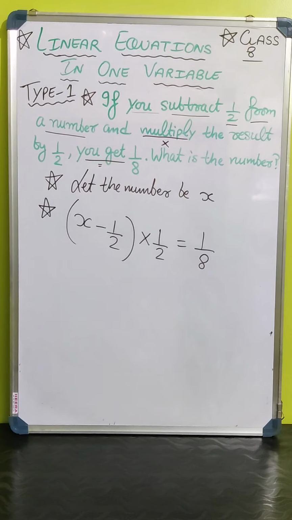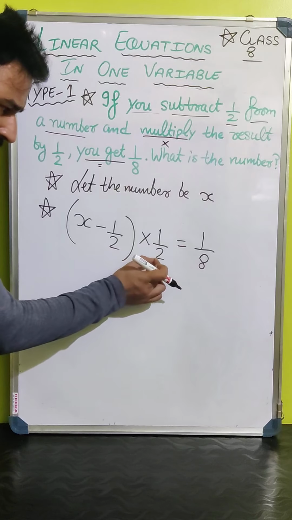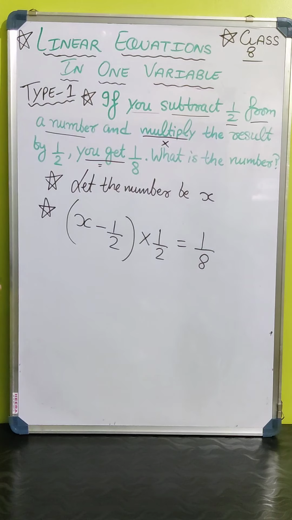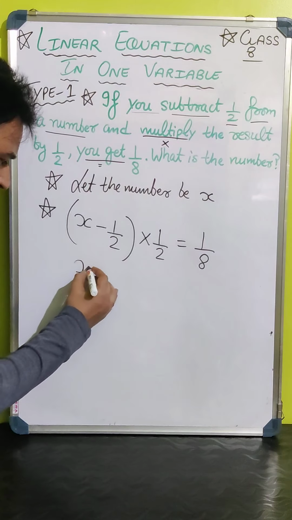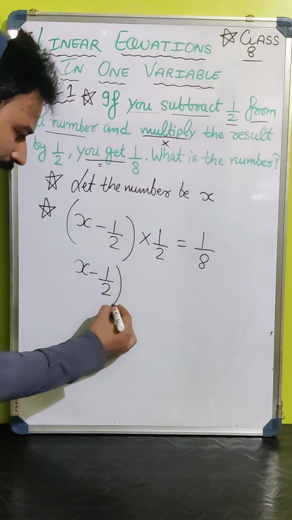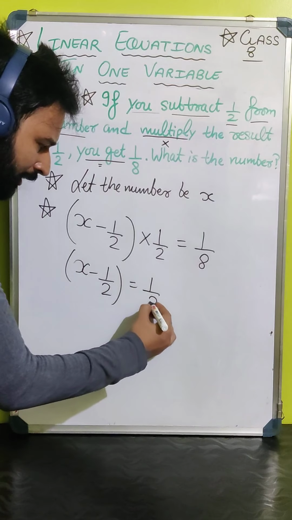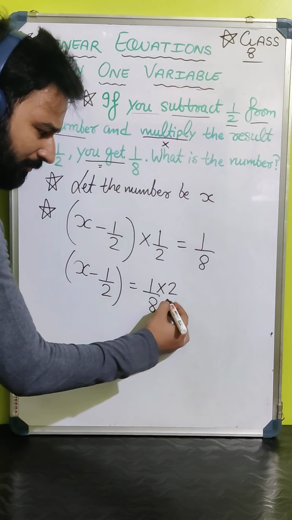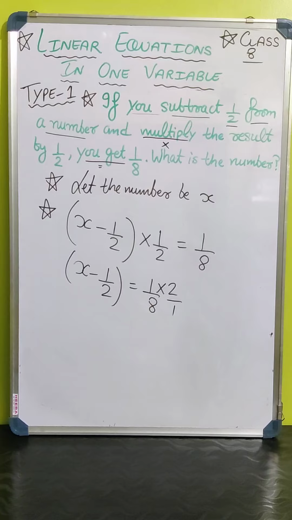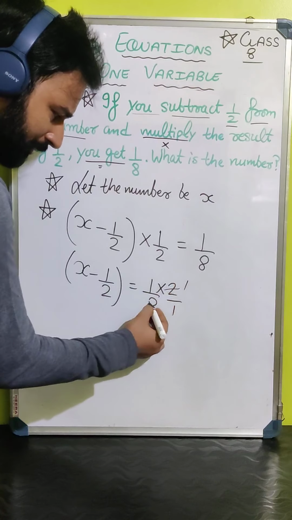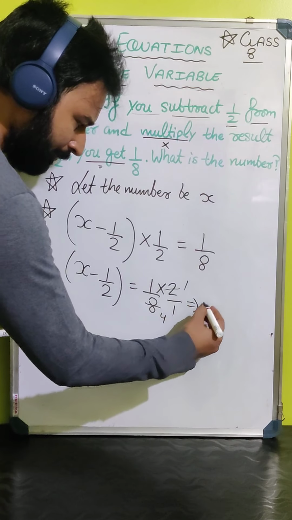Now we have to solve the equation. You can multiply this number inside also, or directly take this number to the right hand side. It's up to you. Now I am doing the simple thing. I am writing x minus 1 by 2 is equal to 1 by 8. Now 2 is in divide, so it will go to multiplication, and 1 will come in divide. So 2 ones are 2, 2 fours are 8, so it will be 1 by 4.